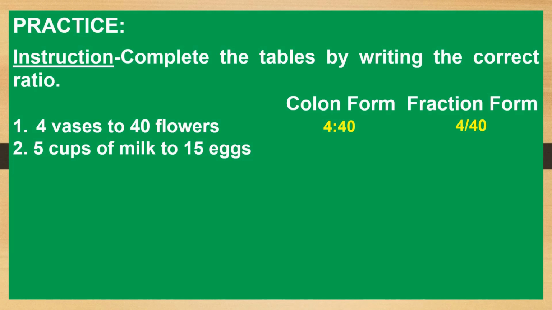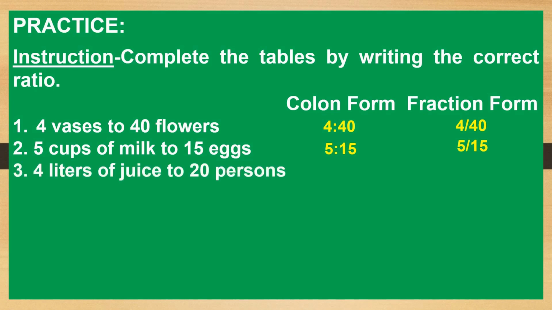Number 2. 5 cups of milk to 15 eggs. Let's see your answer for column form and fraction form. 5:15 in column form. In fraction form, 5/15. Very good, children. You got the correct answer again. Number 3. 4 liters of juice to 20 persons. Let's see your column form and fraction form. 4:20 or 4/20. Your answer is correct again. That's nice, children. You're learning.